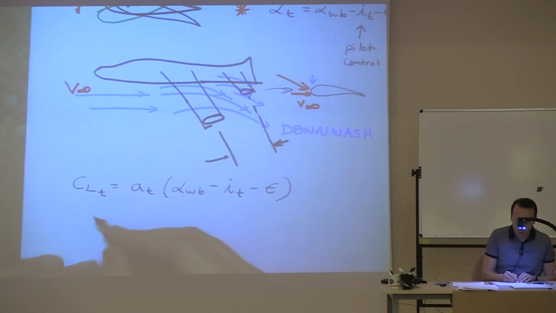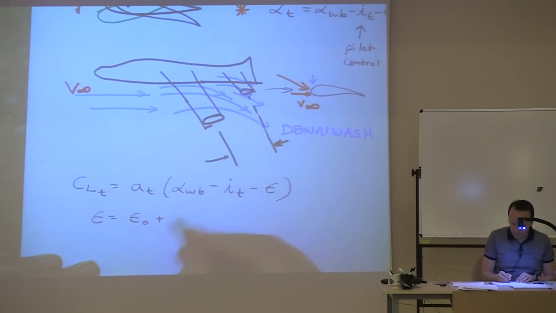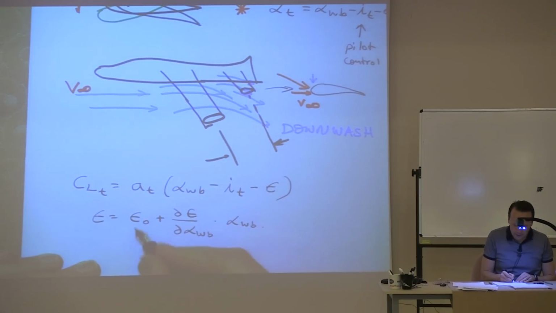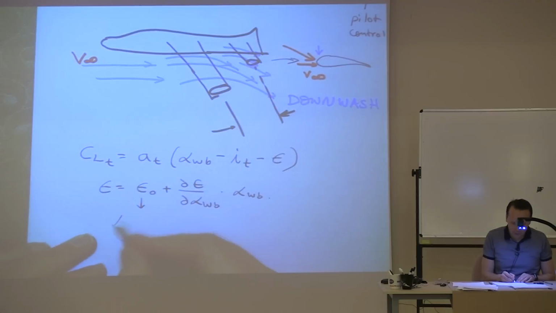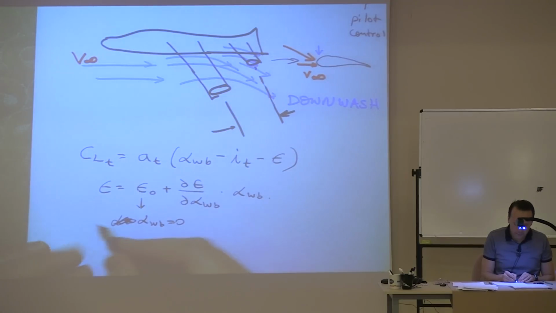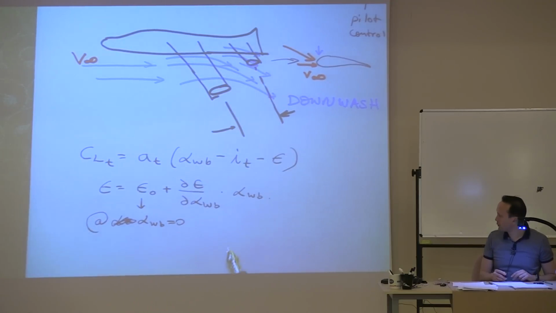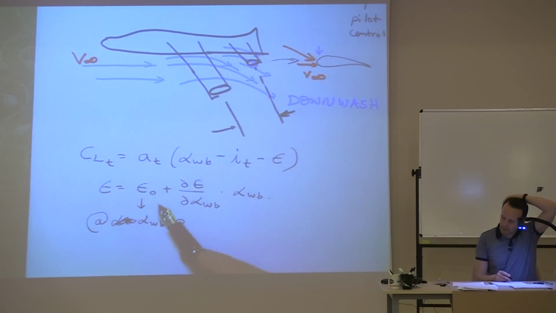So the downwash would look like this. It would have a constant term plus del downwash over del alpha wing body times alpha wing body, right? And this is the downwash when alpha wing body is equal to 0, right? At alpha wing body equal to 0, that's this one here.